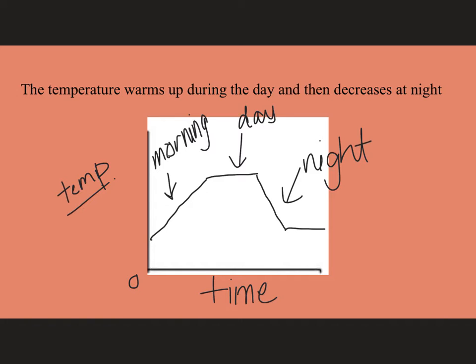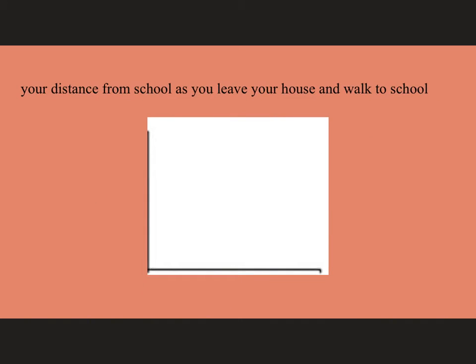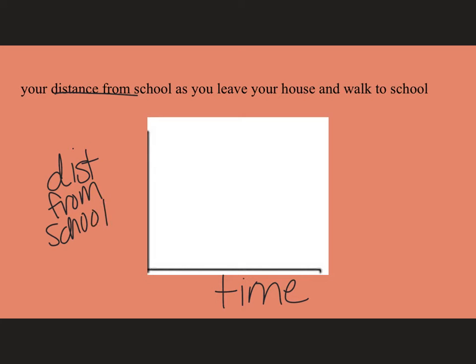Now let's look at these next ones. These are time and distance. These are a little bit trickier. So time is still going to be the x-axis. But this time we're talking about distance from school. These are super important. So if you're going to write anything down, write these down for sure because these are going to be just like your homework.